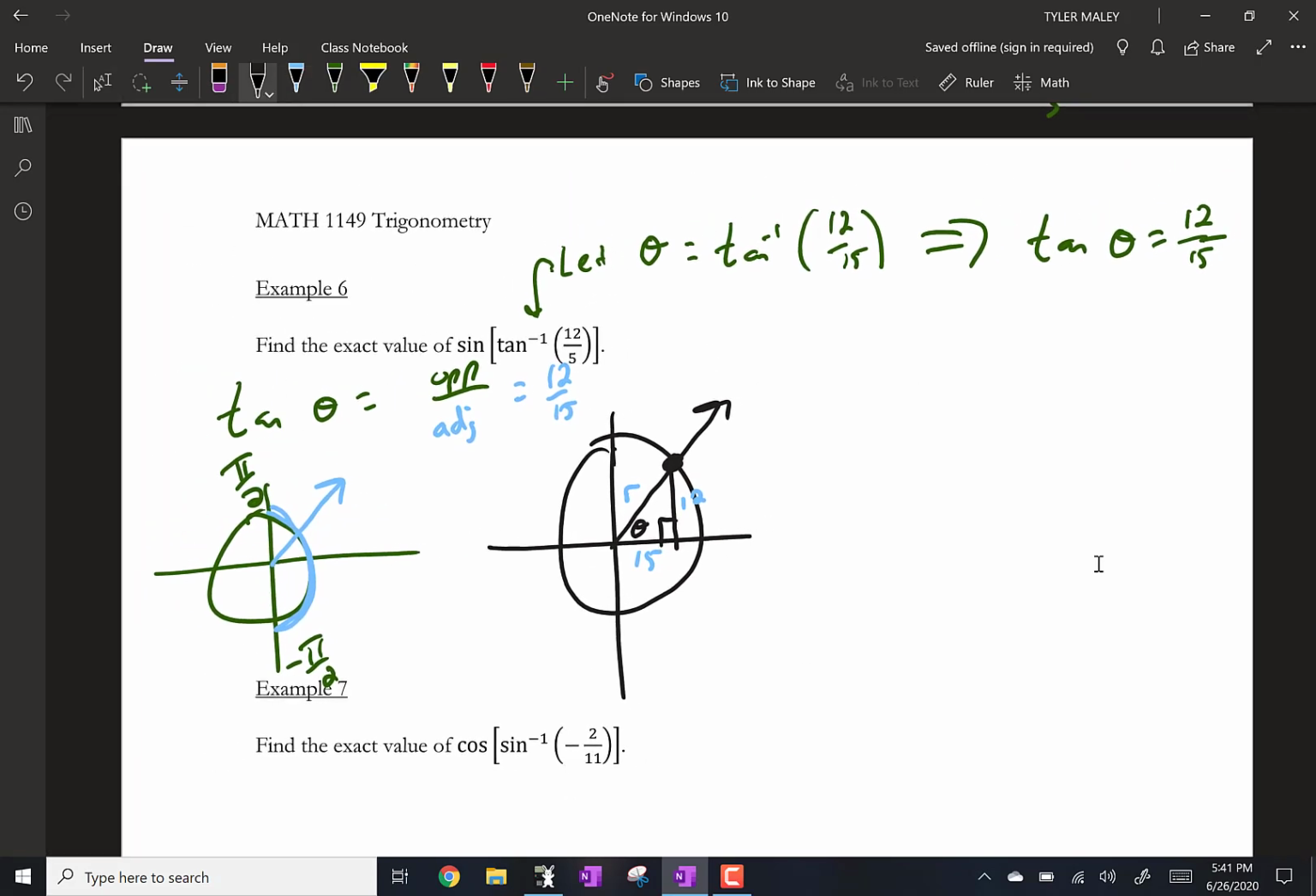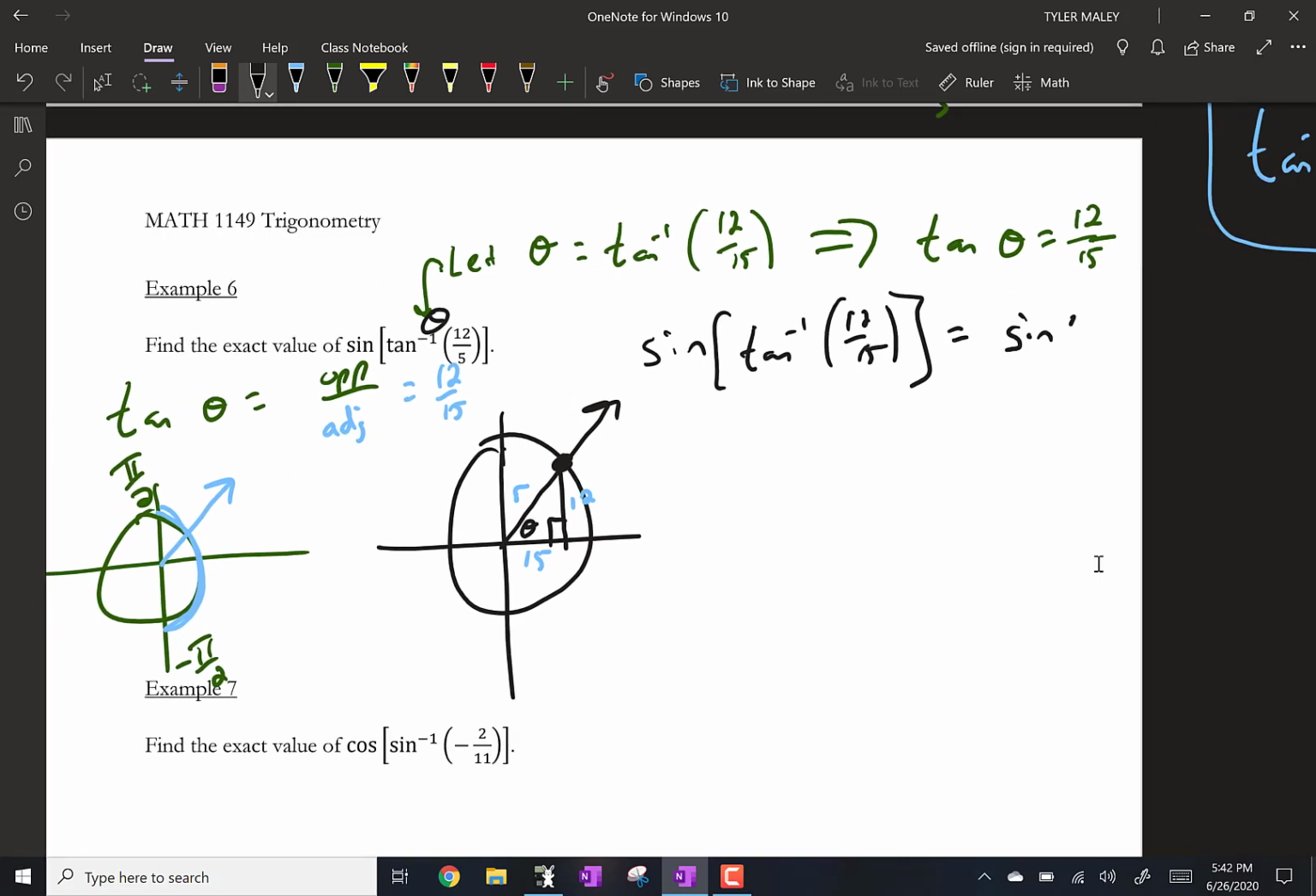Notice how I have this written: since this whole thing is theta, what we're really trying to find is sine theta. So sine of inverse tan of 12/5 is the same thing as sine theta, because I let theta equal that inside part. So sine theta is going to be, SOHCAHTOA, opposite over hypotenuse. The opposite here would be 12, and the hypotenuse is r. So I just need to find r and plug that in.